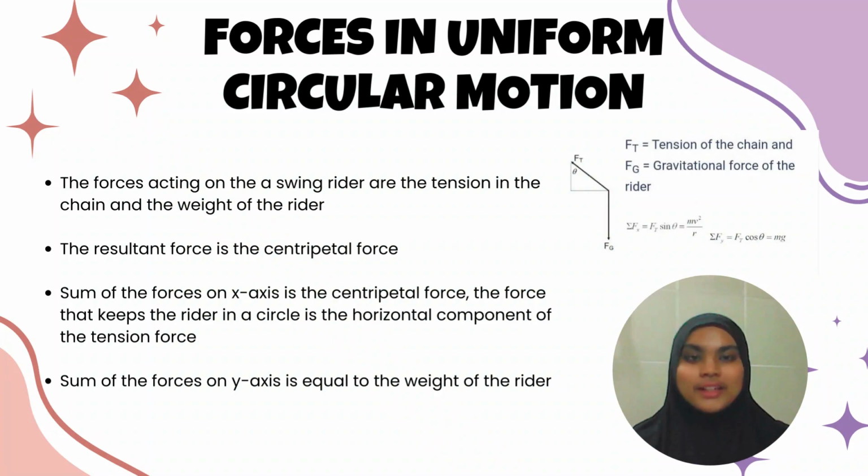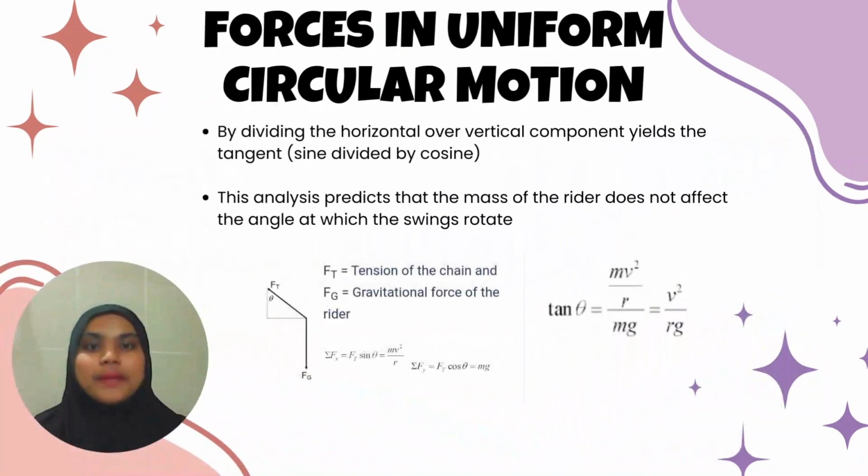The free body diagram on the right shows the forces acting on the rider. The sum of the forces on the x-axis provides the centripetal force, that is, the force that keeps the rider in a circle, the horizontal component of the tension force. The sum of the forces on the y-axis is equal to the weight of the rider. So, dividing the horizontal over the vertical component yields tangent, that is sine divided by cosine, and we will obtain this important relationship next to me. This analysis predicts that the mass of the rider does not affect the angle at which the swings rotate.